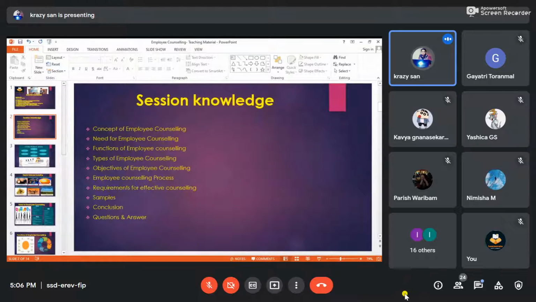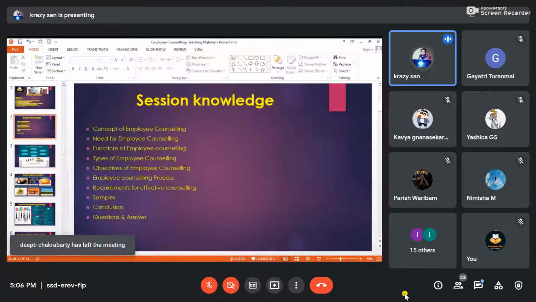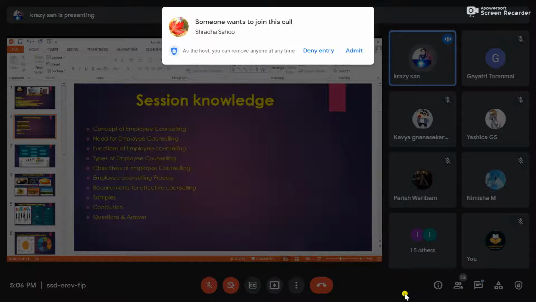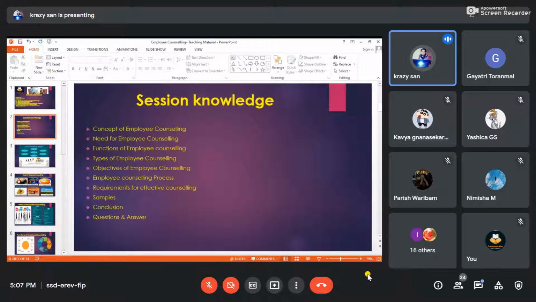With the knowledge you will accumulate during and after the sessions, you will learn the concepts of employee counseling, why employee counseling is required, what the functions are, what the different types of employee counseling modules are, what the objective is, and how the employee counseling process flows stage-wise, as per the industry, the company, or the sector. Then requirements for effective counseling: what are the major requirements of a counselor which they should have in depth before giving counseling to the subordinates or to the human resource of the company? Then samples, form samples, conclusion and question answer section.